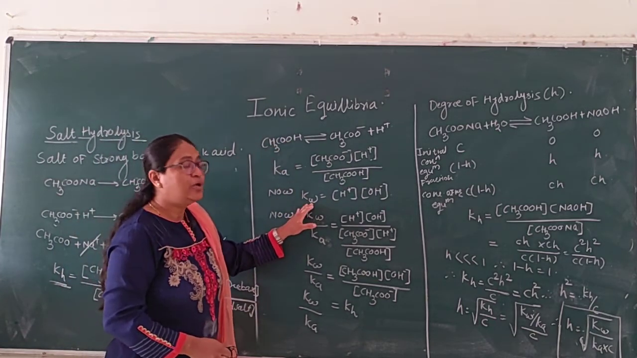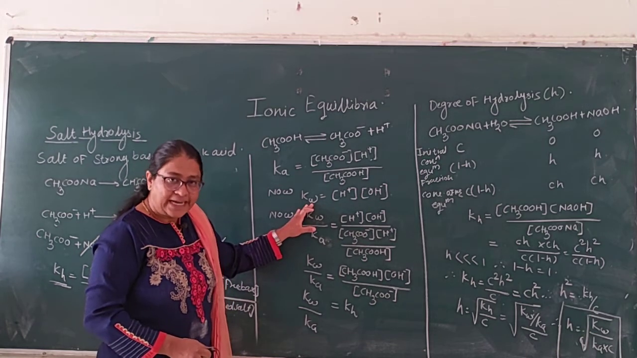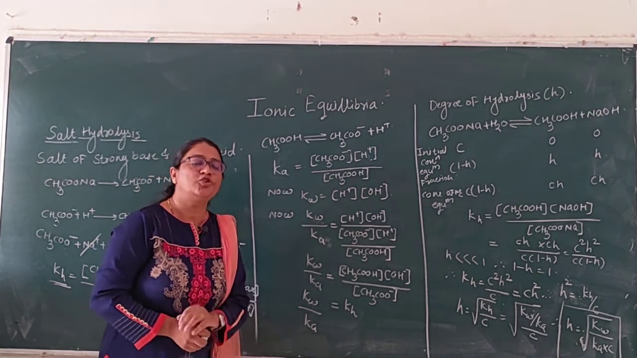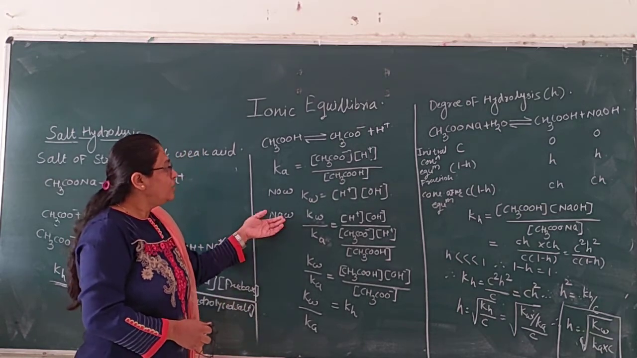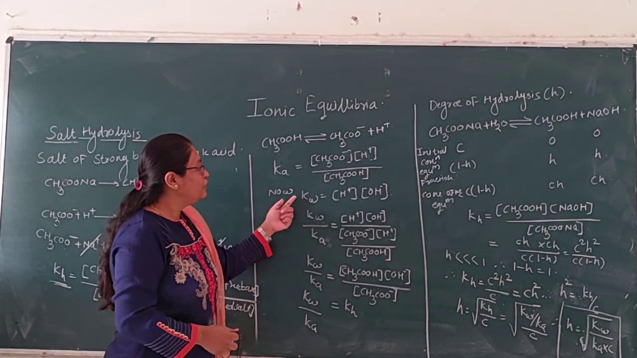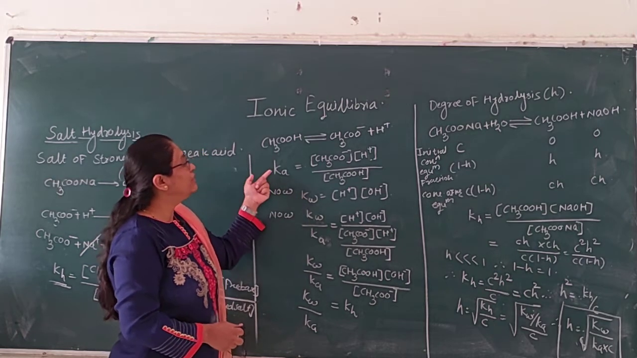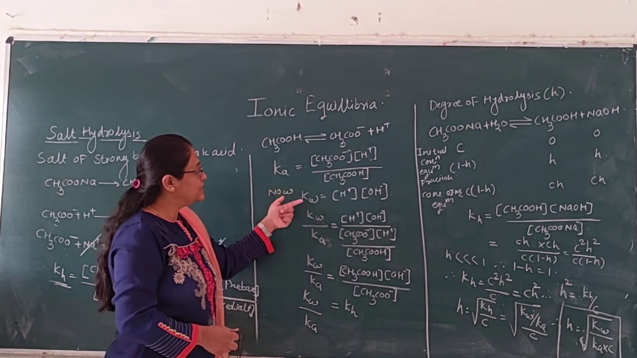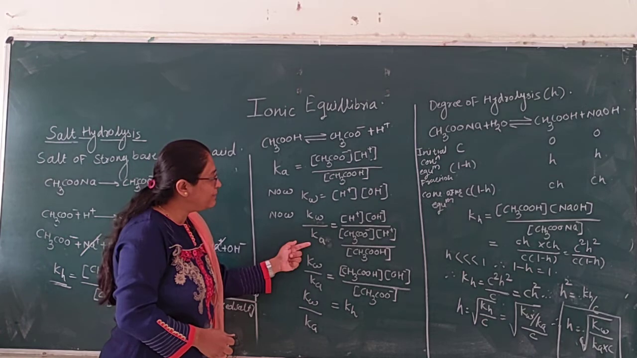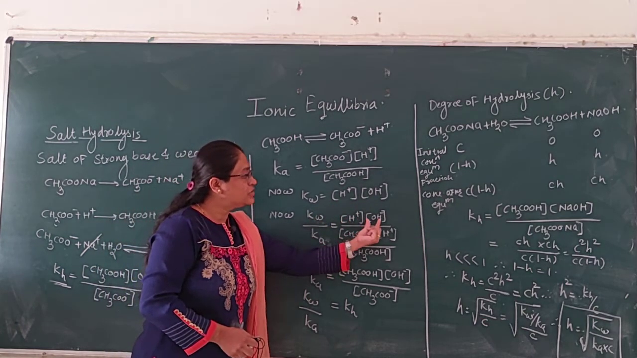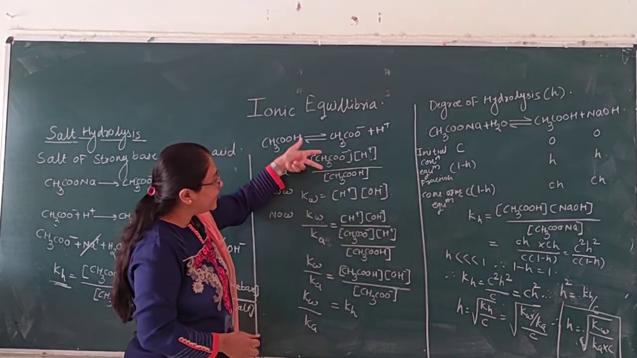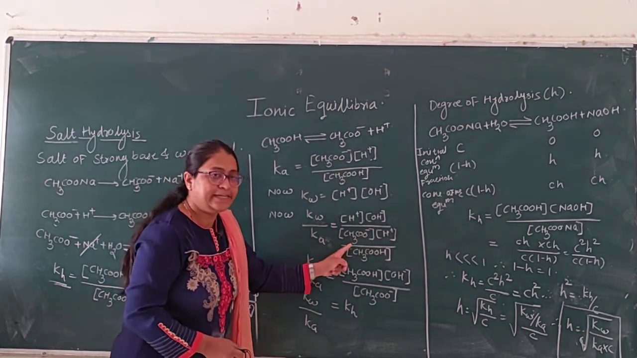Now we know the ionization constant for water, that is Kw, which is equal to the concentration of the H plus ion into the concentration of the OH minus ion. Now what we are going to do is take Kw divided by Ka. So Kw divided by Ka is equal to the concentration of H plus into the concentration of OH minus, divided by Ka. This whole term we have taken here.